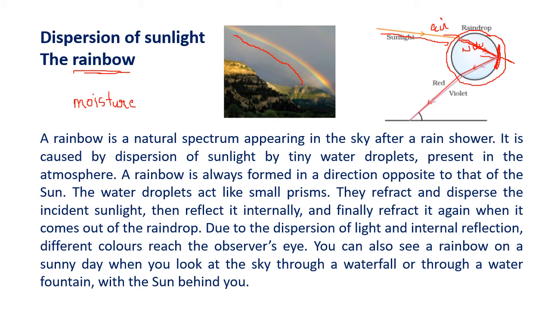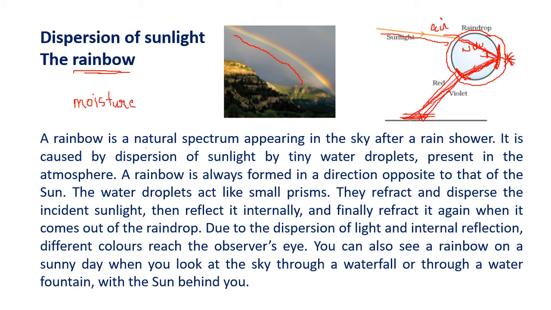But if the angle of incidence is greater than the critical angle, the light will not go outside the medium, it will bend internally. And after bending here, again at this surface, the angle of incidence is less than the critical angle, so the light will come out. Red light and violet light. So on this side, we will get the rainbow.